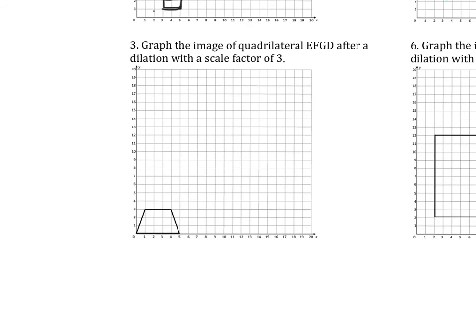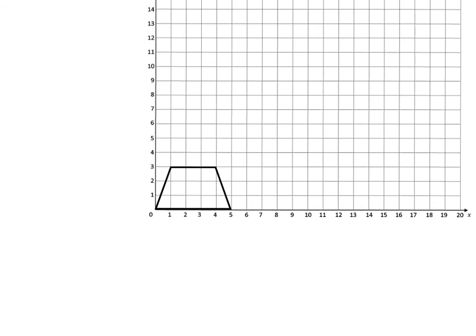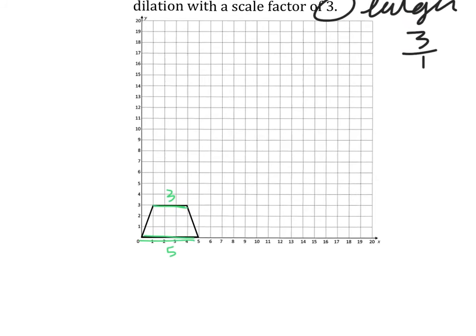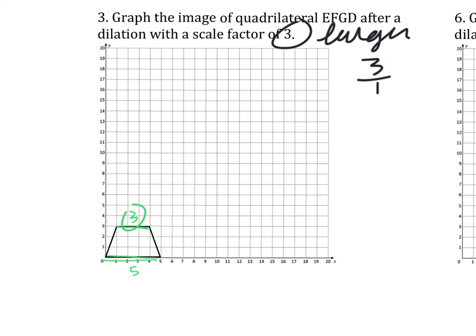Okay, this one I'm going to make larger by a scale factor of 3 over 1. This one I'm going to draw my two. I'm just going to look at these two bases here, and then I'm going to connect the dots when I'm done. Okay, so from here to here is 3. From here to here is 5. So I'm going to start with the 3. That's going to be 9. So I have to turn this one into a 9, and I have to turn this one into a 15.